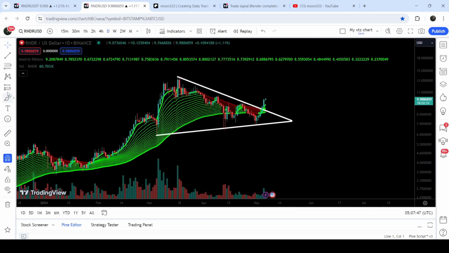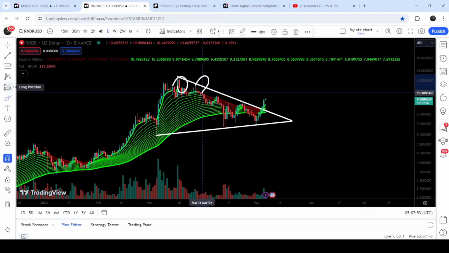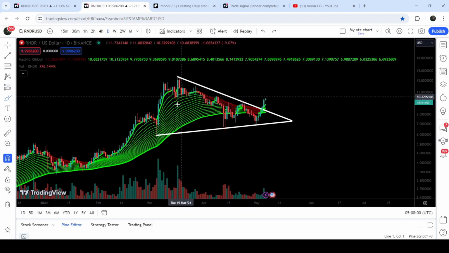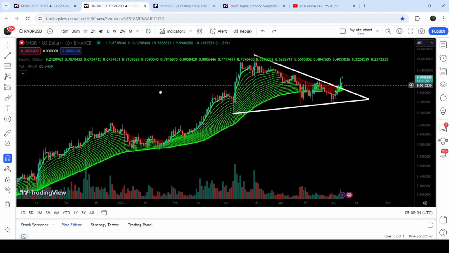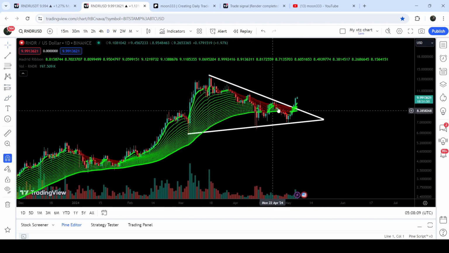By the way, when it was moving inside this symmetrical triangle, you can see it was testing the resistance more than support. That was a quite clear signal that eventually the price line can break out this symmetrical triangle. This symmetrical triangle is also a continuation pattern, and you can see that the price line was in uptrend. Finally, we have broken out, and this uptrend can now be continued.